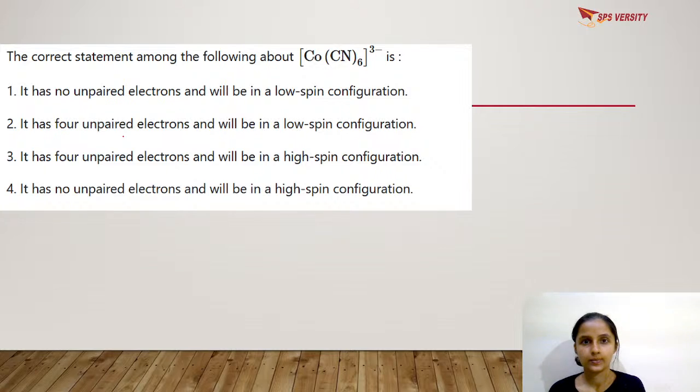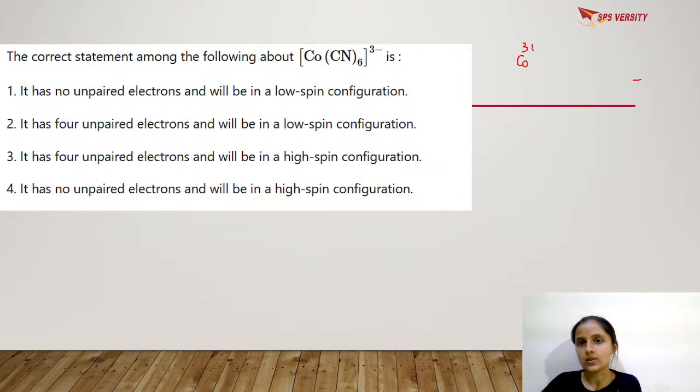The correct statement among the following is about [Co(CN)6]3-. It has no unpaired electron and will be a low spin configuration; it has 4 unpaired electrons and will be in a low spin configuration; it has 4 unpaired electrons and will have a high spin configuration; and it has no unpaired electrons and will be a high spin configuration. Now you have to find the correct answer for this. What is your answer? Let me proceed with how to answer this. If you are watching, you can quickly answer. You can try your luck too.